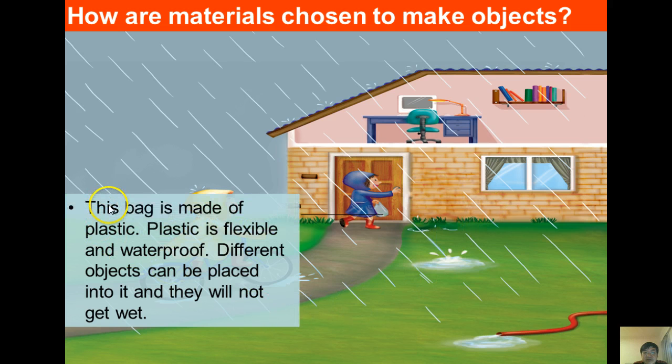Now let's take a look. The plastic bag. Okay, where's the plastic bag? Over here. This plastic bag is made of, first made of plastic, and is flexible and waterproof. Okay, different objects can be placed into it and they will not get wet, especially in the wet weather. Right, you carry your things in the plastic bag.